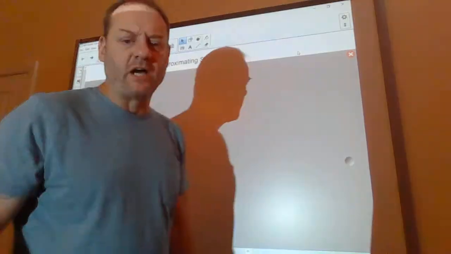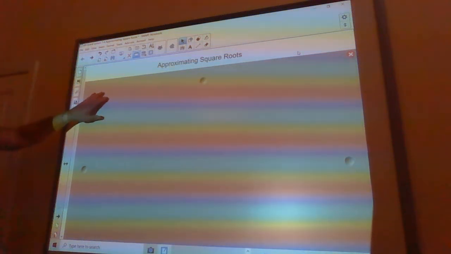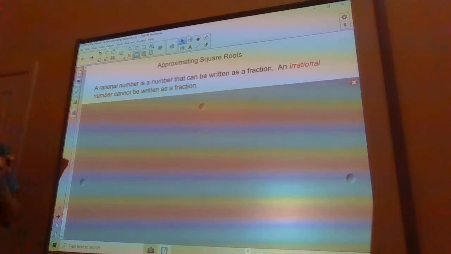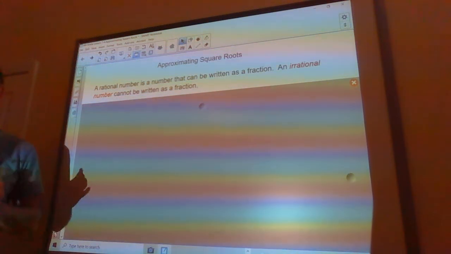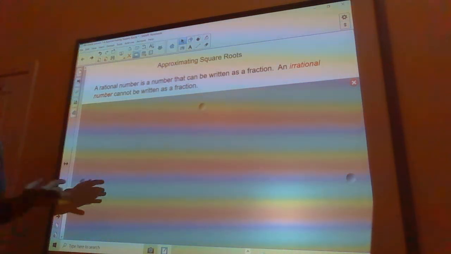Hello everybody, today we're going to talk about approximating square roots. So let's talk about a rational number versus an irrational number first. A rational number is a number that can be written as a fraction. Any number that can be written as a fraction is a rational number.